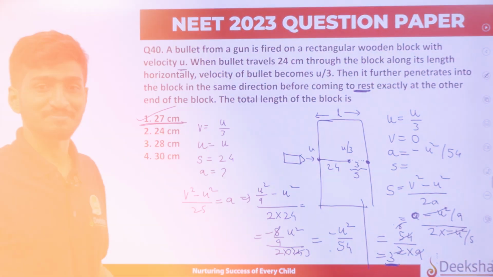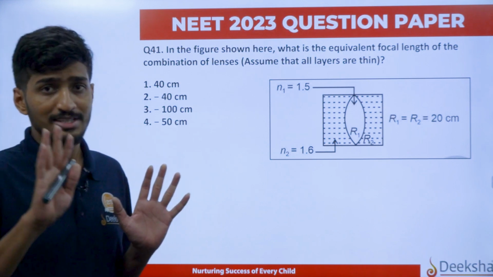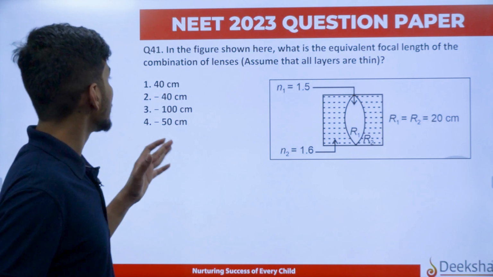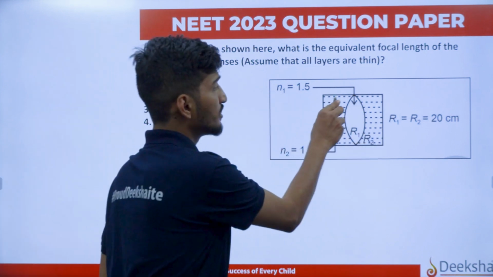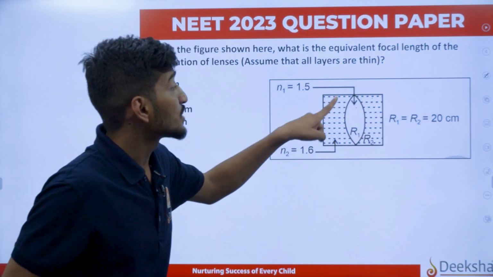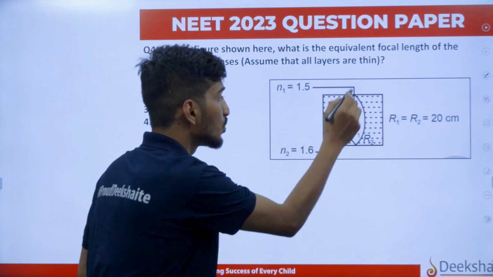Let's move on to the next question. A question from ray optics. It talks about combination of lenses. Let's see what the question says. In the figure shown, find out the equivalent focal length of combination of these 3 lenses. What 3 lenses? 1, 2, 3. Understood? Now, to calculate equivalent focal length of these kind of lenses, we first need to find out their individual focal lengths.